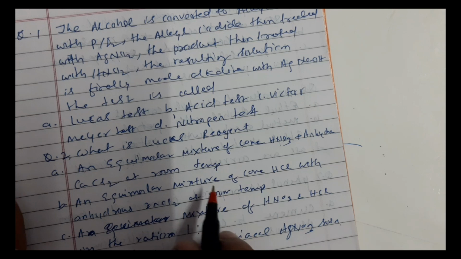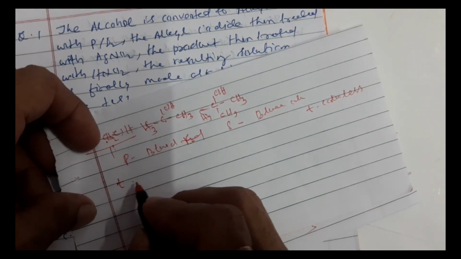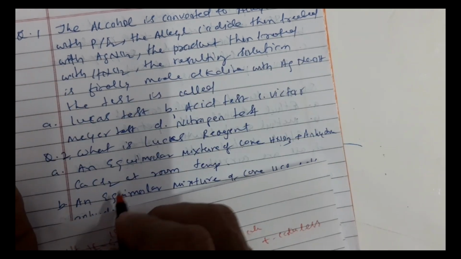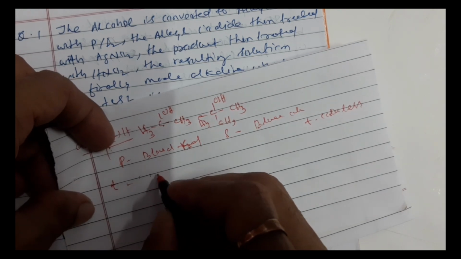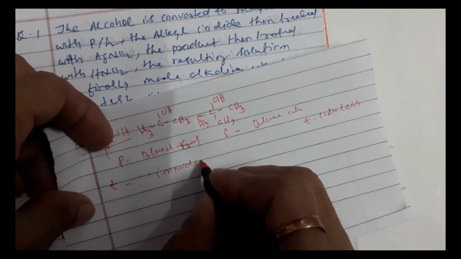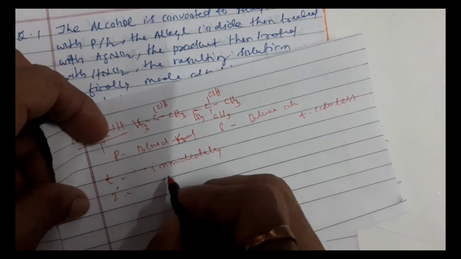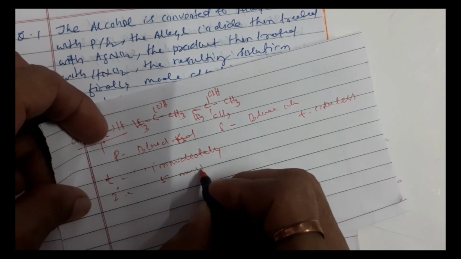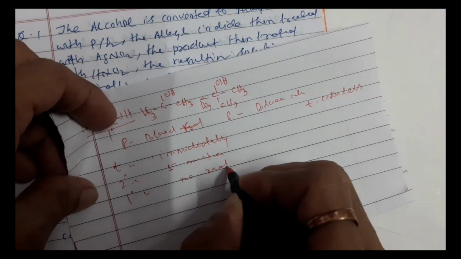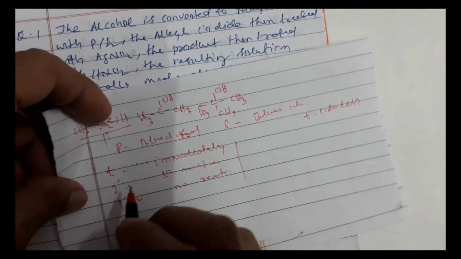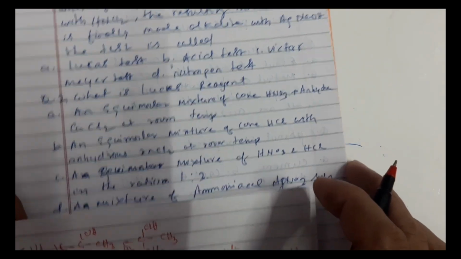Okay, so with this test, how can you distinguish? For tertiary alcohol, in the Lucas test you will get the result immediately. For secondary, you will get it after 5 minutes. For primary, there is no reaction. Okay, this is the difference between primary, secondary, tertiary for Lucas test, Lucas reagent.